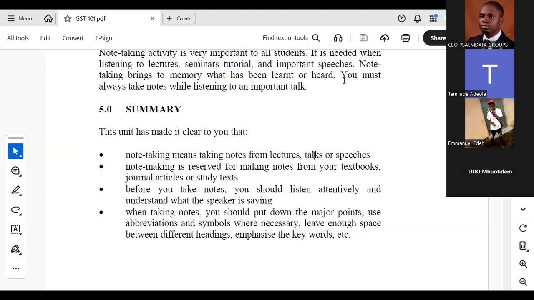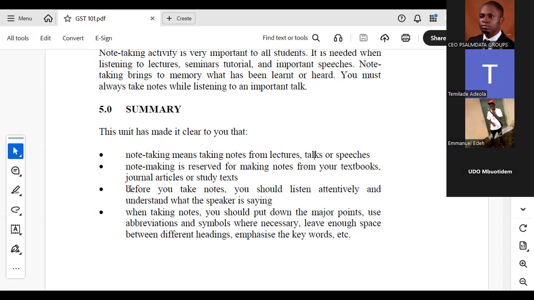While we are waiting, we said in this unit that note taking means taking notes from lectures, talks, or speeches. So in your TMA or your exam, when you see the question that says, which of the following means taking notes from lecture, you should know that it's note taking, not note making. They are two different things. Note making is reserved for making notes from your textbooks, journal articles or study text. So when you sit down in the library and you are reading a book and making notes from it, what you are doing is note making. Now, we've justified those two.